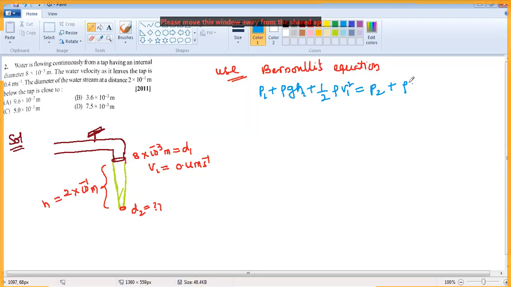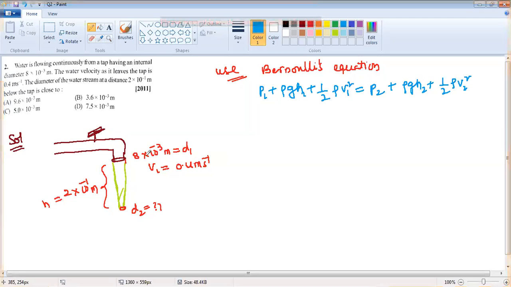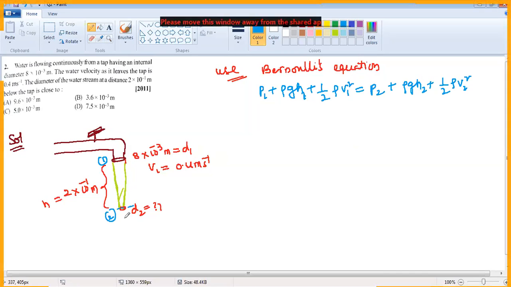P2 plus rho g h2 plus half rho v2 square. Now this is the pressure, this is the first one, this is the second one. Now this is rho g h1 here. Now I took this as a reference point, so then h2 equals 0. Now this becomes h1, and we don't know v2. We know the v1 here.